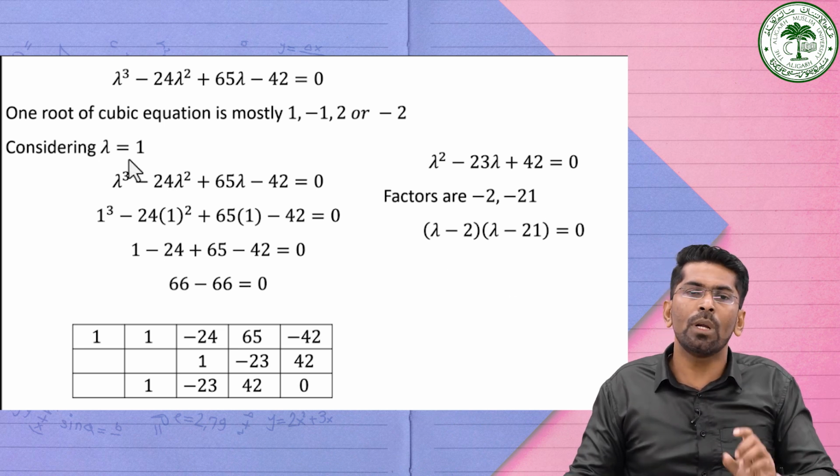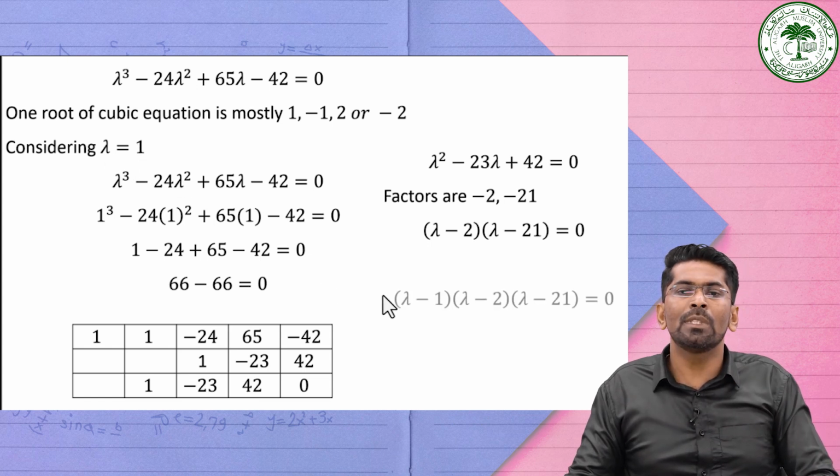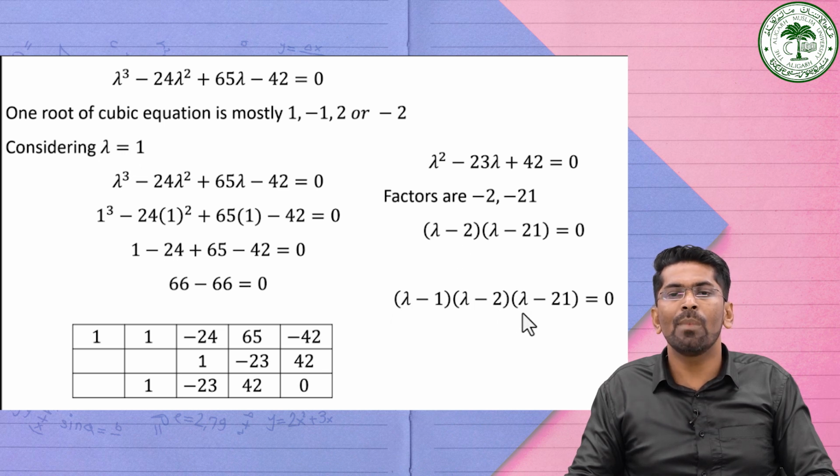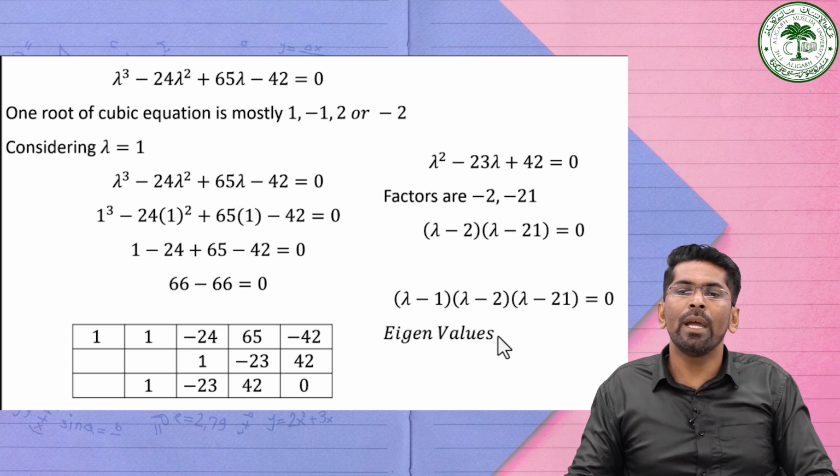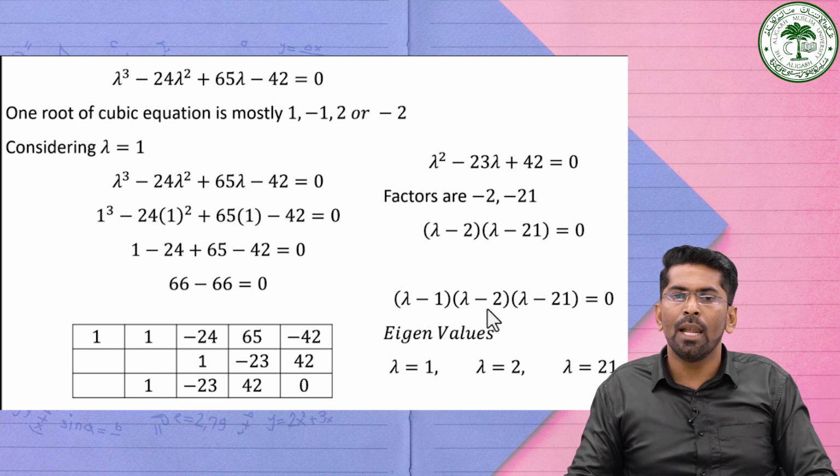And at the same time, the root which we already found is lambda is equal to 1. So it becomes lambda minus 1, lambda minus 2, lambda minus 21, which is equal to 0. Therefore, by equating each factor to 0, the lambda values, which are the eigenvalues, are lambda is equal to 1, lambda is equal to 2, and lambda is equal to 21.